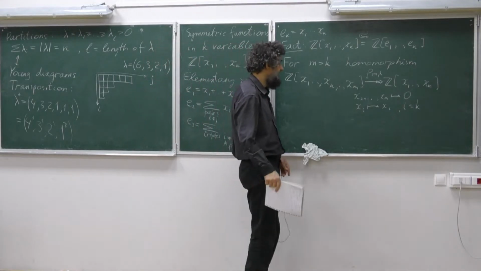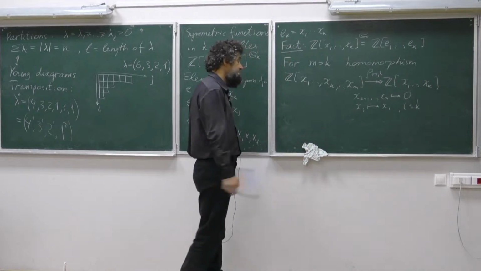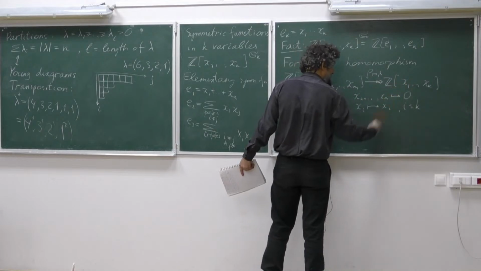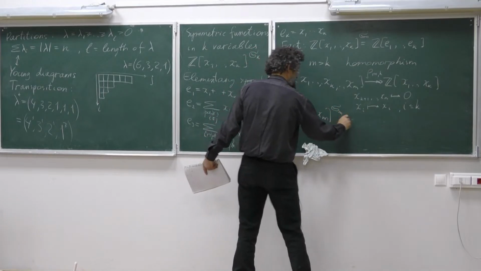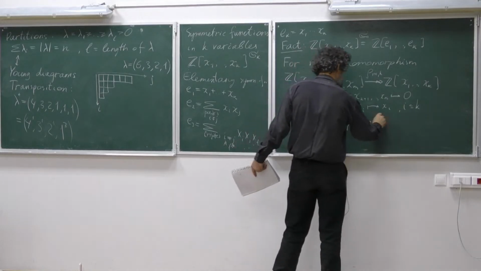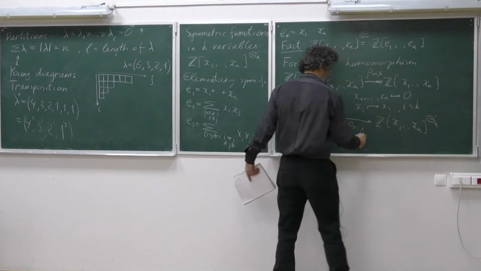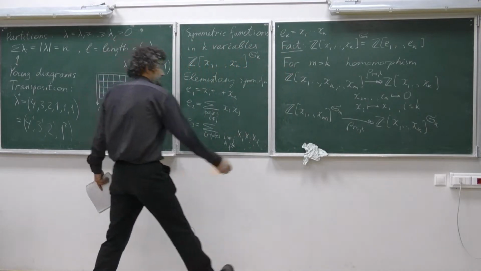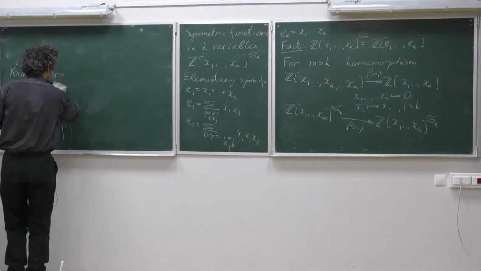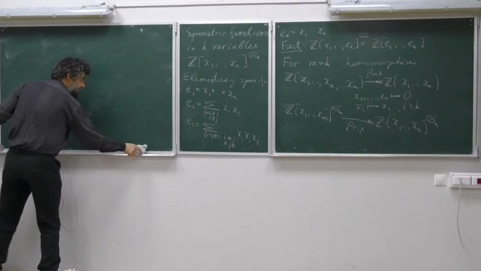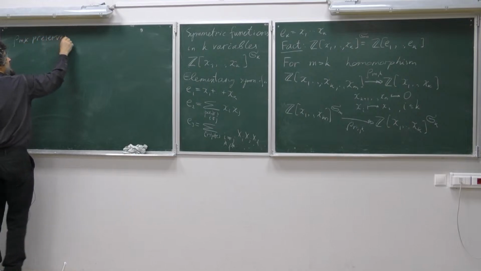Given any m bigger than k, there is such a restriction homomorphism, and if you restrict it to invariants, certainly it takes invariants to invariants, and again it is surjective. So this rho mk preserves degrees.